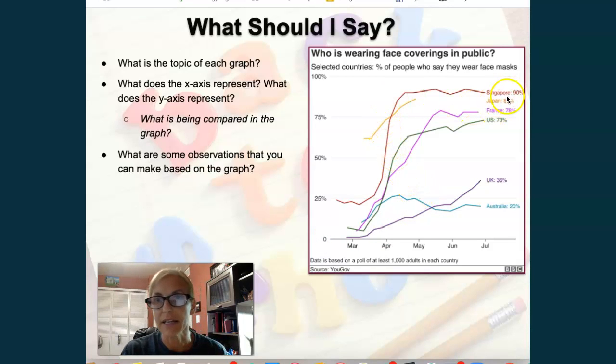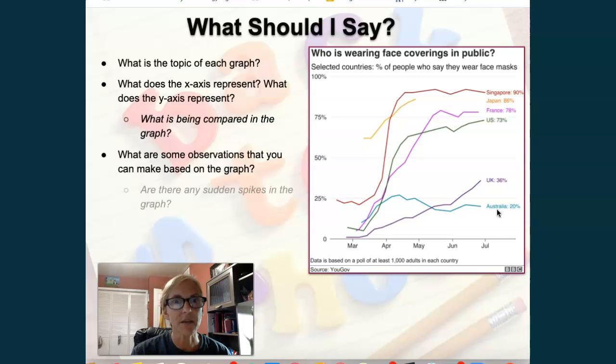In this case, different countries. Over here, I can see Singapore, Japan, France, the United States, the UK, and Australia or Austria. I think it's Australia. I told you I don't have good vision. So we can tell that what's being compared is the different countries. What are some of the observations that you can make?